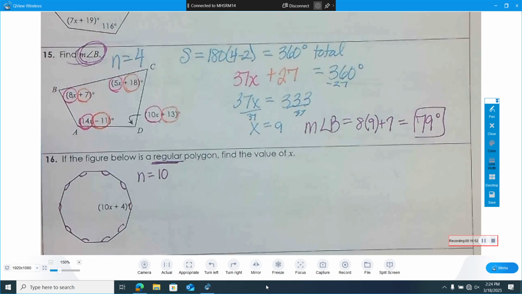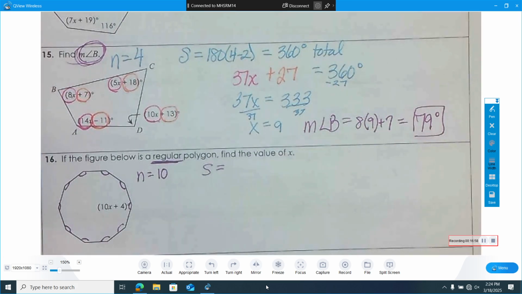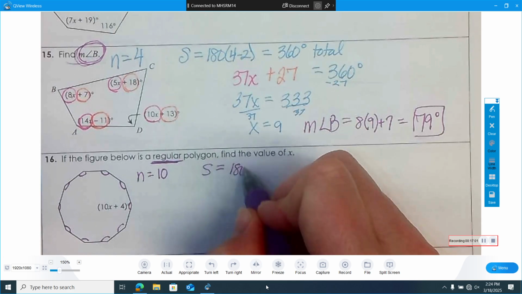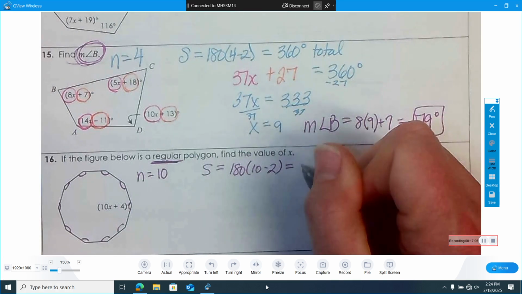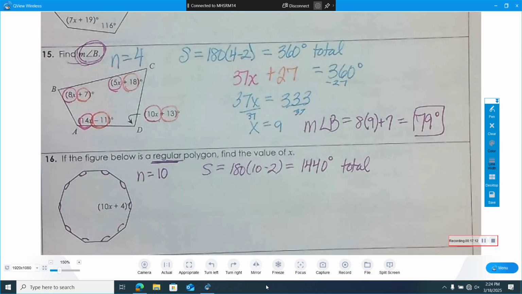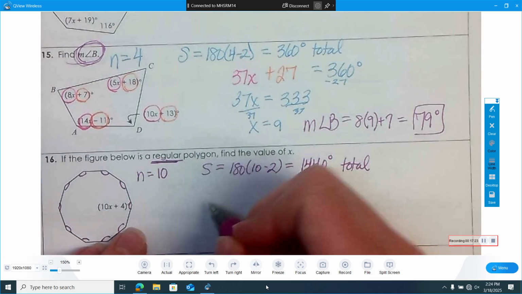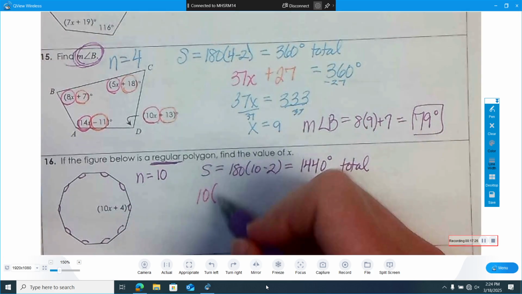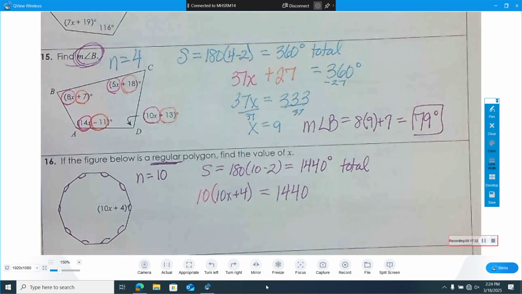What else do we need to know? We got 10 sides. The total number of degrees. Great place. Okay. So our total degrees is 180 times 10 minus 2. That's going to be 180 times 8, which is 1440 degrees total. So do I need to add 10x plus 4 plus 10x plus 4 plus 10x plus 4, or what can I do that's a little bit easier? Yeah, there's 10 of them. So 10 times the 10x plus 4 should be the total 1440 degrees.